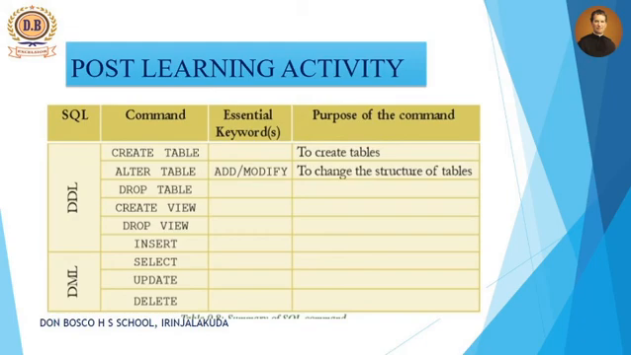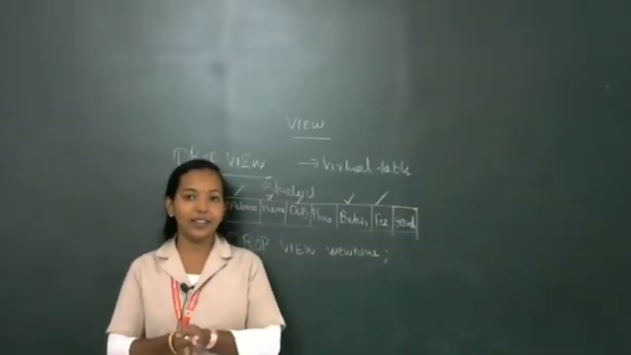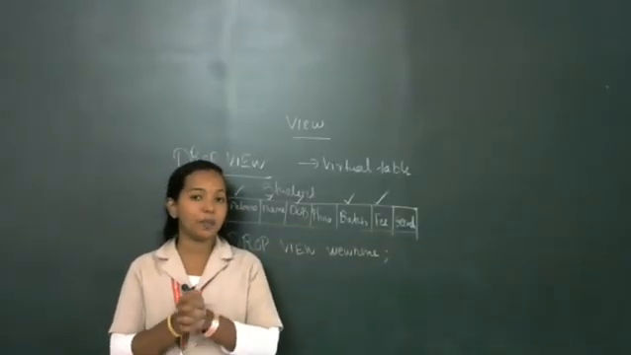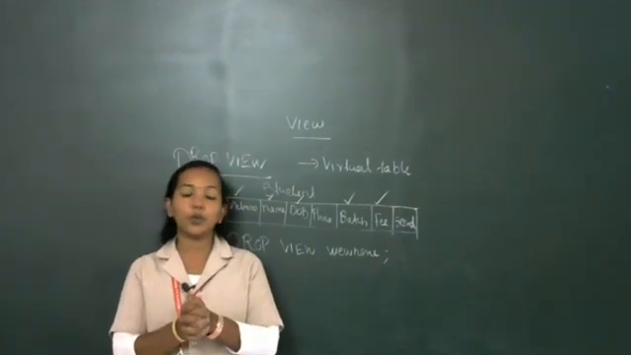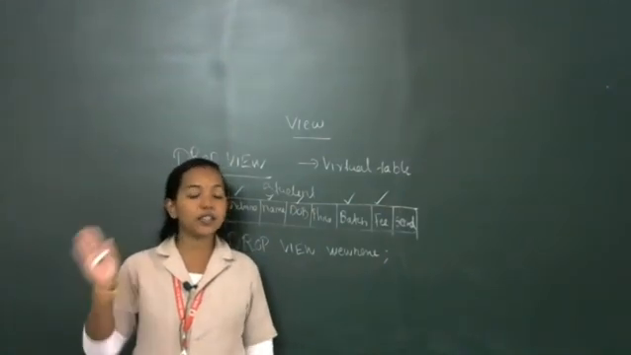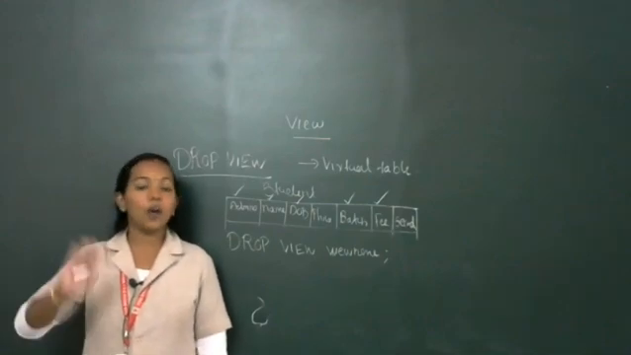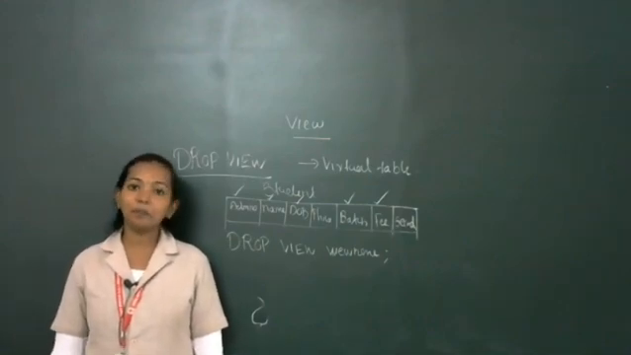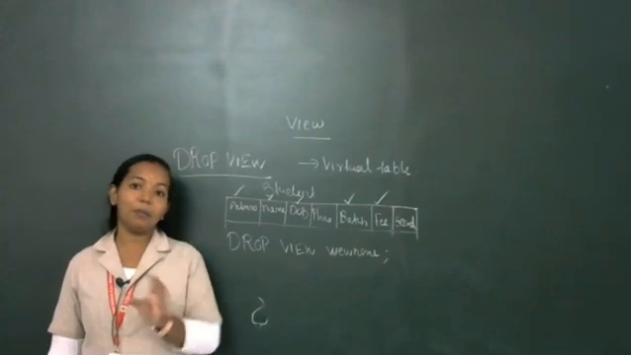Then create view contains select, as. Then drop view, no option. Then insert into, values. Then select, update and delete. All these commands, that means this entire table, you want to draw in your notebook along with the essential keywords. Whatever keywords we are using in that particular command, you want to write along with the description, definitely, for what purpose we are using that particular command.